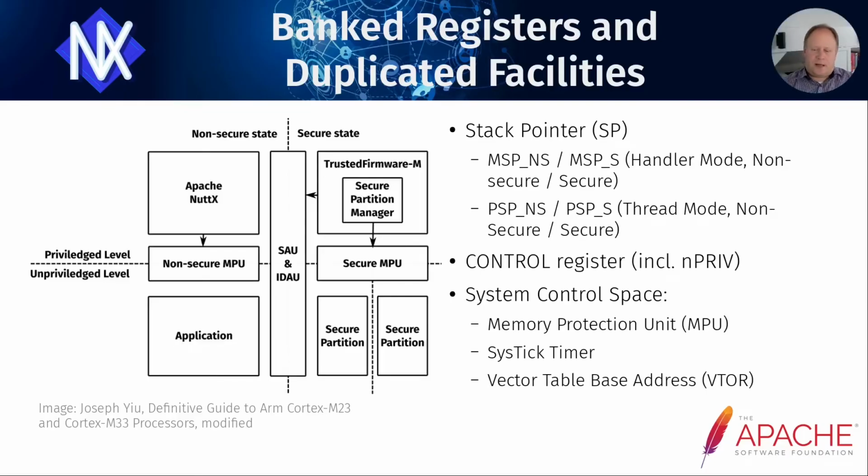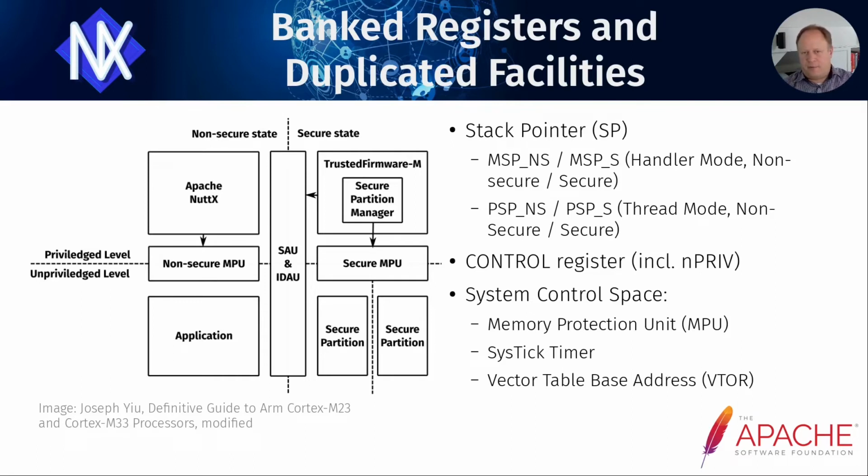Certain registers are banked with regard to the security state of the processor. The most prominent example is probably the stack pointer register. There is both a secure and a non-secure instance of both the main stack pointer and the process stack pointer. This means that when untrusted code is calling secure code, for example, the stack is automatically switched. The same applies to the control register, which holds the nPRIV flag. Those function calls between security states will automatically switch the respective privilege level.